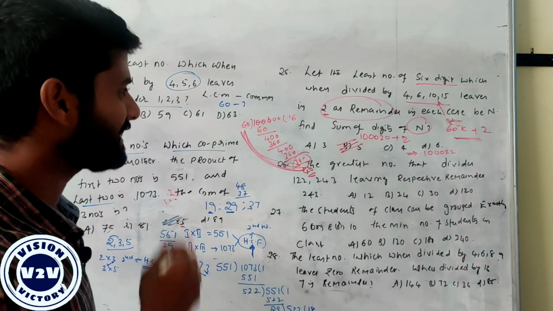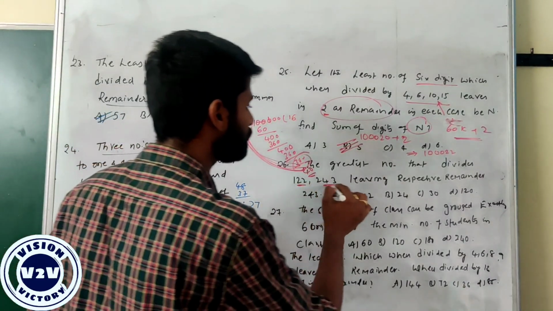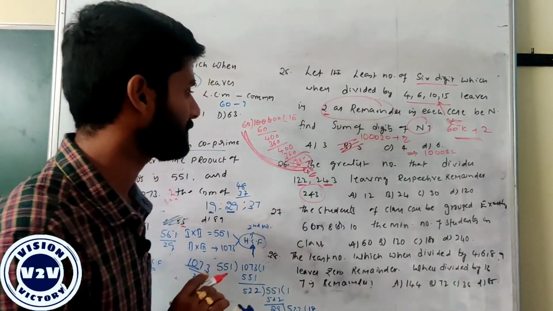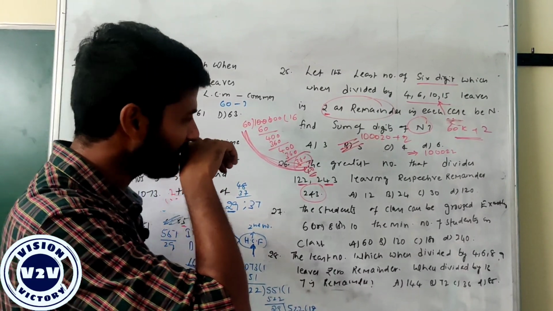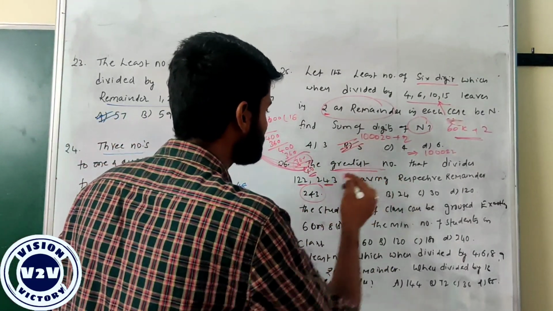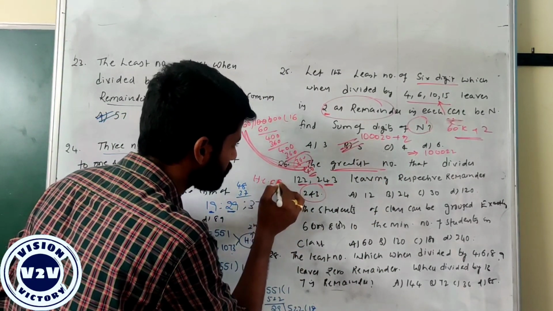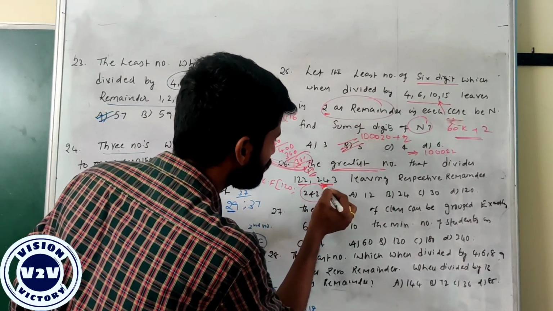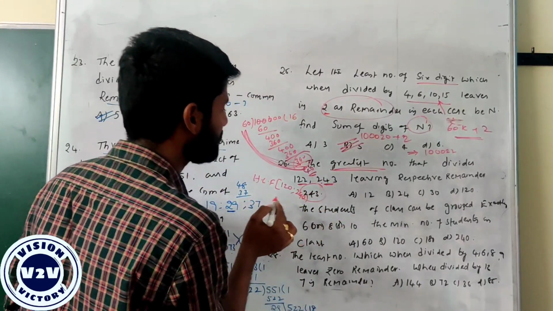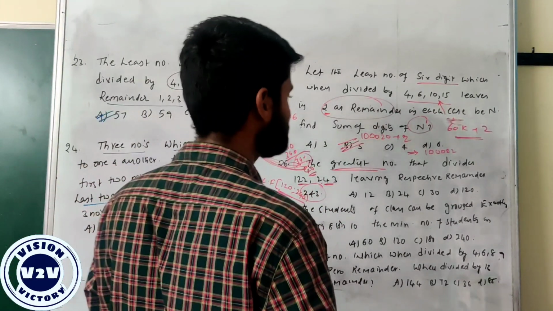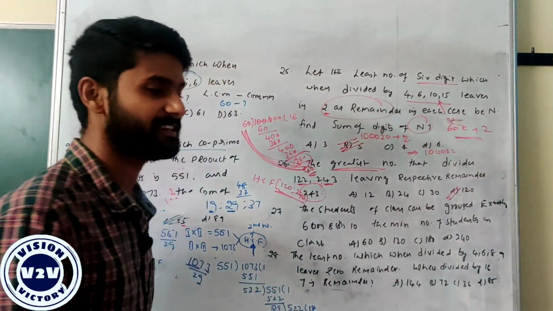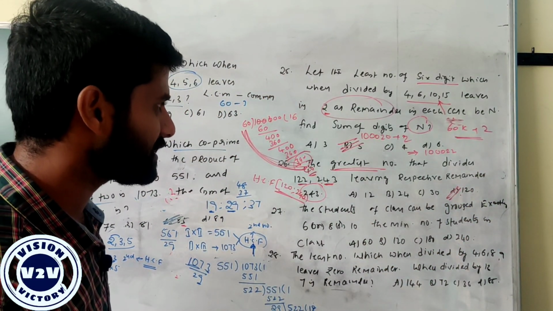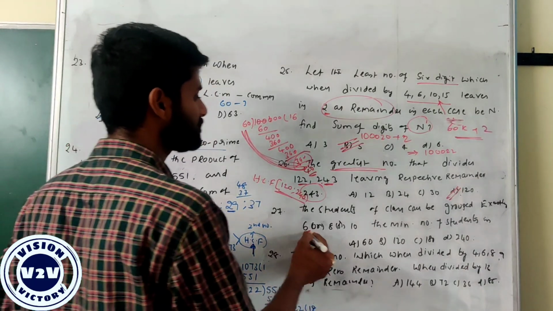Next, find the greatest number which, when it divides 122 and 243, leaves respective remainders 2 and 3. So the greatest number means the highest common factor of 122 minus 2, the value becomes 120, and 243 minus 3, the value becomes 240. So the HCF of 120 and 240 is 120. So the option is 120.